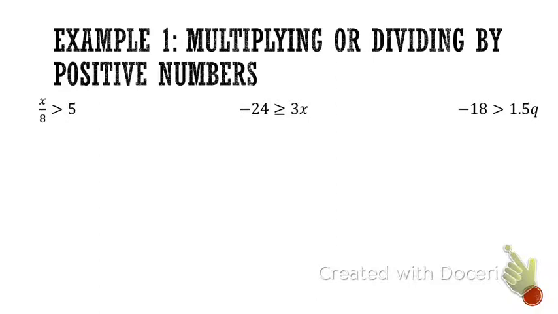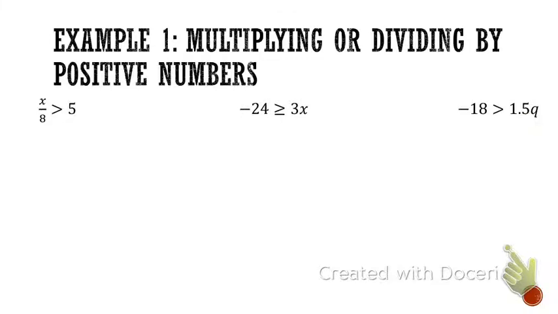In example 1, we have positive numbers connected to our variable, either by division or multiplication. Okay, so we see 8 is positive, we see 3 is positive. So when it says positive numbers, it doesn't mean every number in the inequality is positive. It just means the number connected to the variable, and that's really important. All right, we see the same thing with the third problem. There's a positive number connected to the variable.